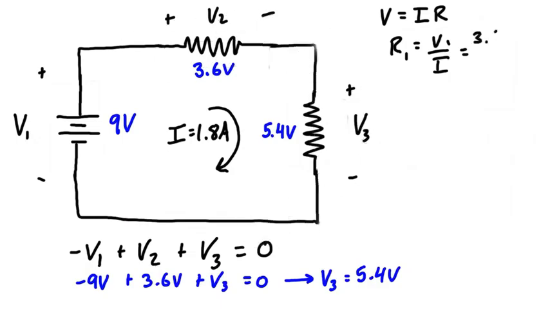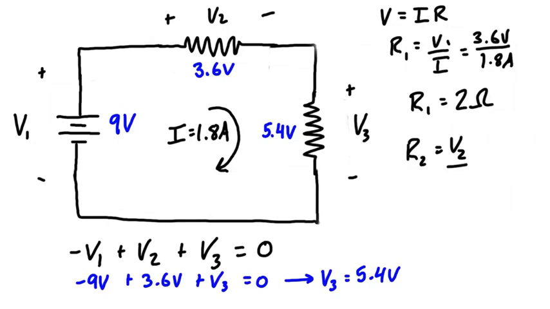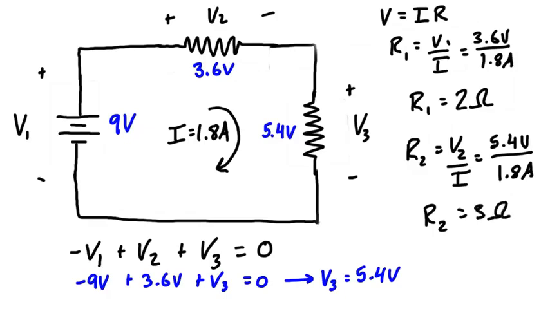So we just have 3.6 volts divided by 1.8 amps, and that gives us R1 to be 2 ohms. Then we can do the same for R2. R2 is just equal to V over I, so that's going to be 5.4 volts over 1.8 amps, and that gives us a value for R2 of 3 ohms. But the point of this video isn't really to discuss how to find the resistance of these resistors, it's to talk about the voltage returning to the same value as you go around the circle.